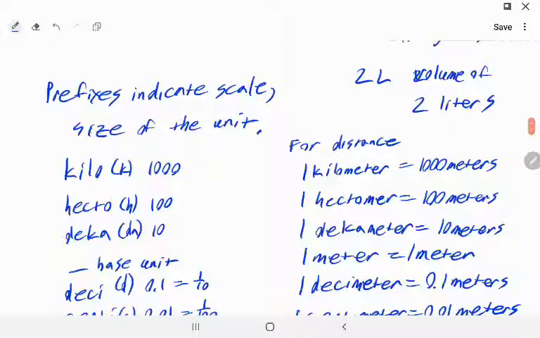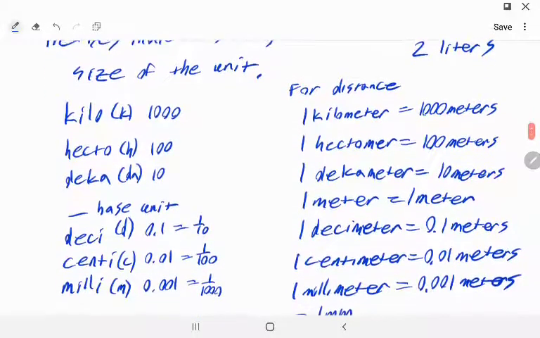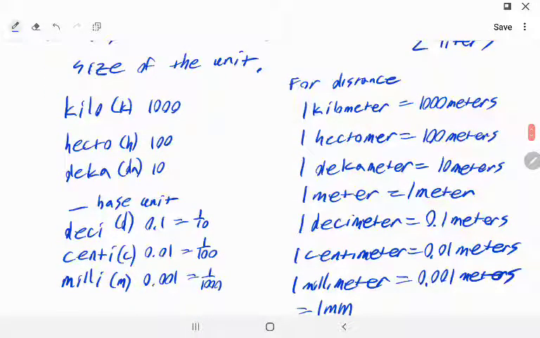So we also want to think about the prefixes. The prefixes indicate scale or the size of the unit. We notice that we've got kilo represents 1,000 base units, hecto represents 100 base units, deca represents 10 base units. Then we've got the base units.